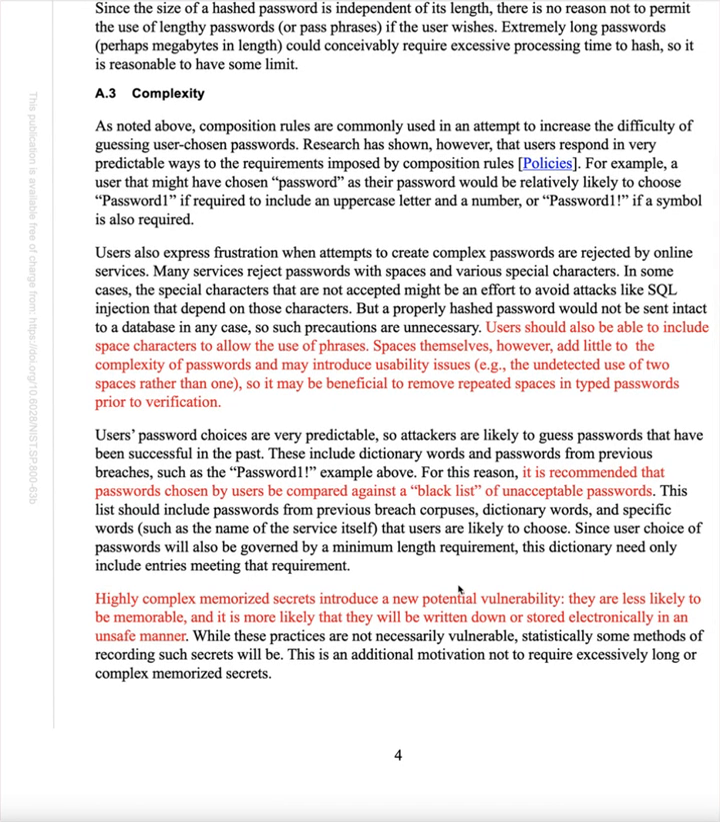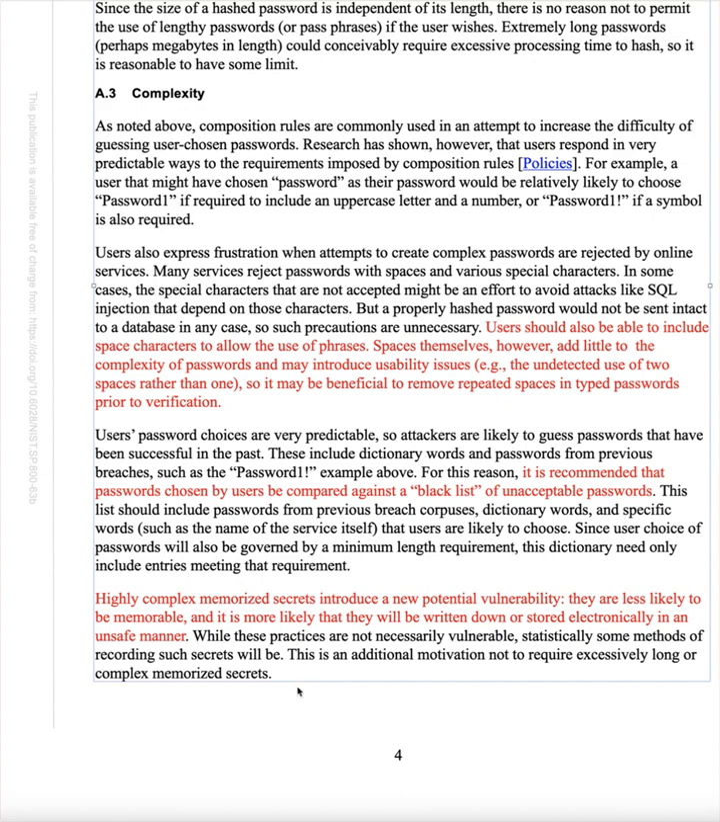Okay, so as we already discussed, highly complex memorized secrets introduce a new potential vulnerability. They are less likely to be memorable, and it's more likely that they will be written down and stored electronically in an unsafe manner. One of these unsafe manners is writing it on a sticky note and pasting it on your screen. That's one of the common things that we have seen, where the attackers were able to get the written password from that sticky note. That's why complex passwords are not recommended.